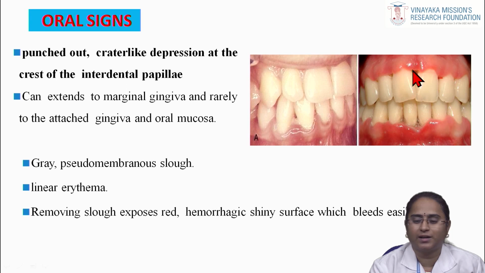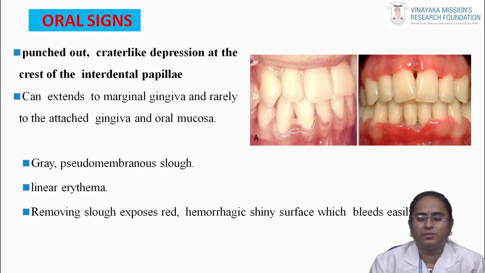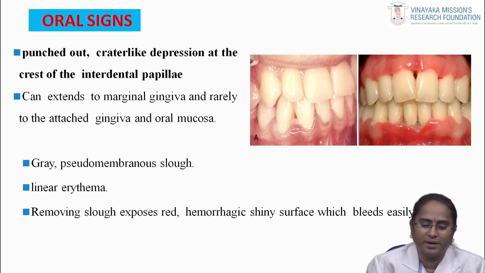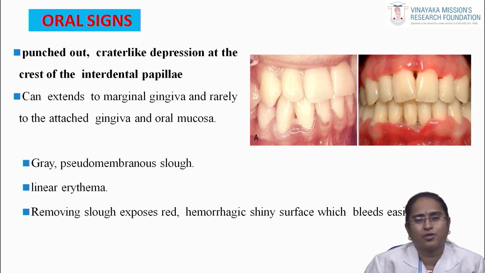Here the punched out or crater like depression we see is at the interdental papillae. Sometimes it may extend to the gingival margin and rarely to the attached gingiva and oral mucosa. Here the lesion will be covered by a yellowish white or grayish white membrane called pseudomembrane. This pseudomembrane is differentiated from the adjacent clear mucosa by a line known as linear erythema. Whenever this pseudomembrane is removed, the underlying erythematous gingiva will be exposed, which will be hemorrhagic.